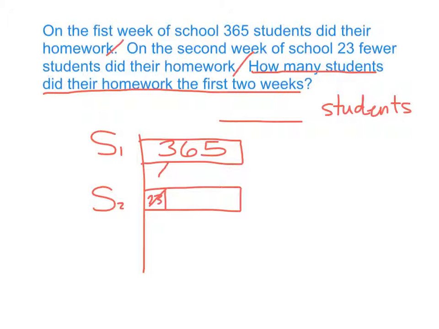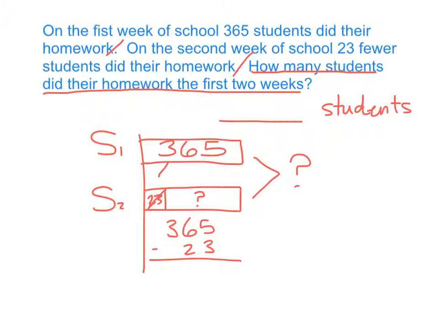How many students did their homework in the first 2 weeks? So first we need to find out how many did theirs in the second week, and then we have our other question mark saying how many students did their homework in the first 2 weeks. So the first thing we need to do is find out how many did their homework in the second week. So simply, we do 365 minus that 23 to find out our first question mark.